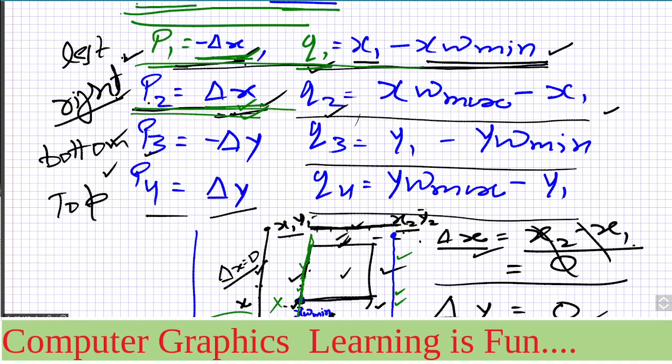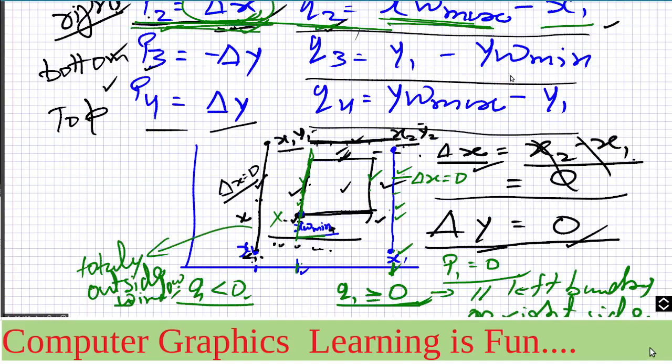The next equation is P2 and Q2. In P2 what have we found? Again delta x, the value of delta x was 0 because the x values are the same. So we understood that it is parallel to the right boundary. Since it is parallel, now we are going for Q2. Let us find out Q2. Q2 is xw max minus x1.